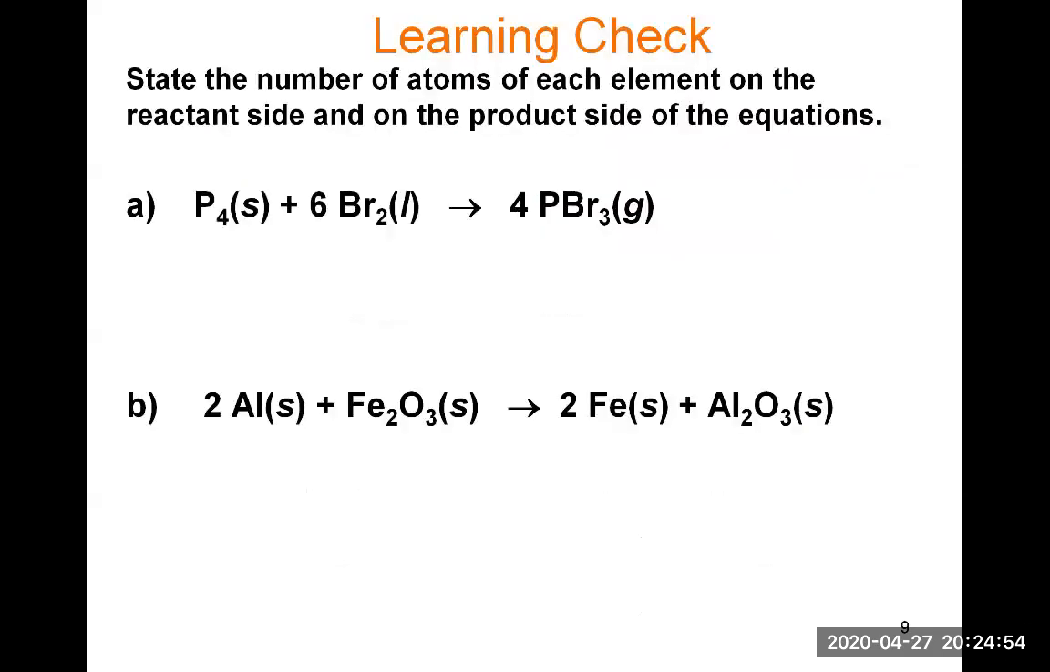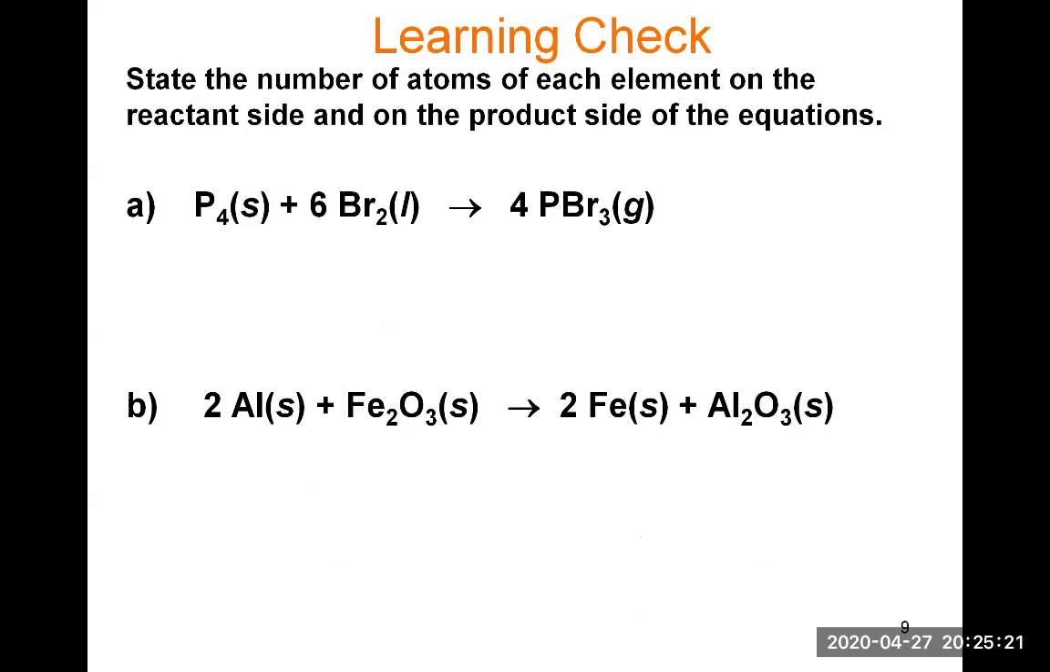So let's practice counting the number of atoms on each side of the arrow. State the number of atoms of each element on the reactant side and on the product side of the equations. Again, I would like you to pause the video and do this on your own before you watch the answer.